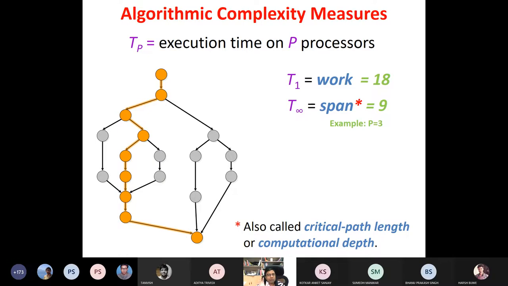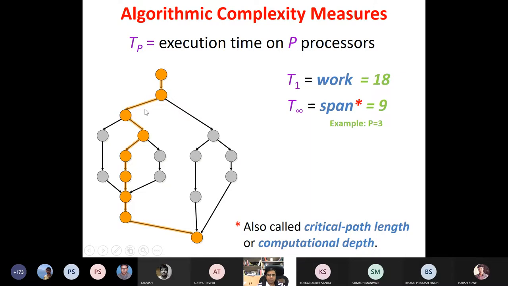So this is the span. Whatever 9 tasks you are seeing, these are on the critical path. This is the span, also called the critical path. These 9 tasks will take 9 units of time because all have unit execution time. And whatever the number of processors you use, even more than 9 or more than 100, or infinite processors, you cannot do it in less than 9 units of time. That is called the critical path length, or computational depth, or span. Many places use span, many places use critical path length or computational depth.